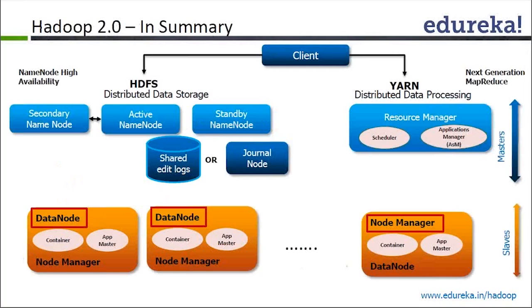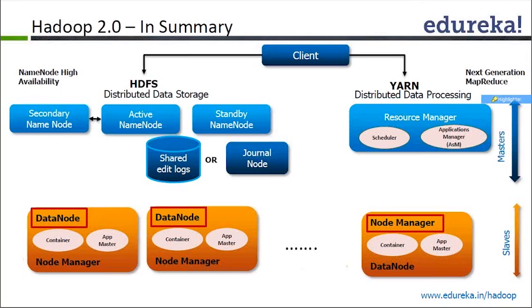Okay, so let's summarize this discussion, guys. In Hadoop 2.0, you have the concept of the active name node and the standby name node. Along with that, you can have multiple name nodes inside the cluster, and the secondary name node becomes optional. And in terms of processing, you have something called the resource manager and the node manager.